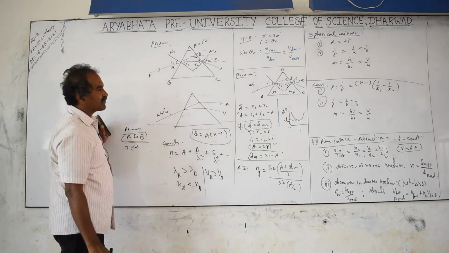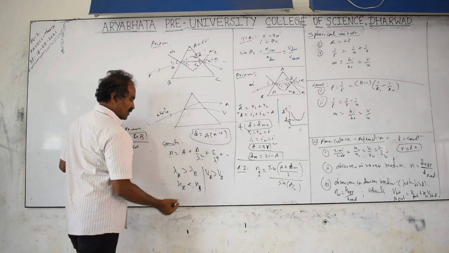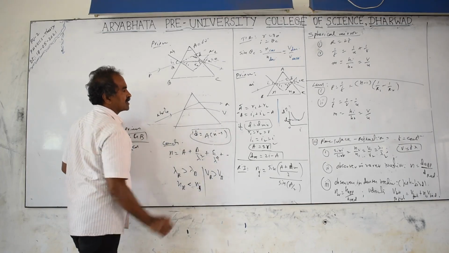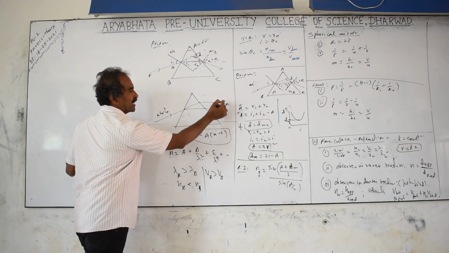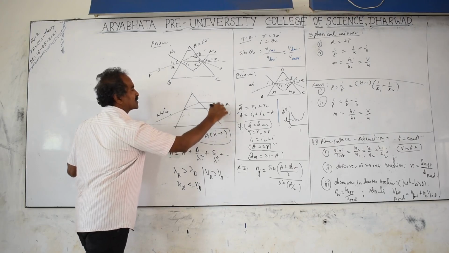Red is deviated minimum and violet is deviated maximum. Why? Because more refractive index means more deviation. Violet or blue has more refractive index, therefore more deviation. Deviation means bending by a large amount from the initial direction. So violet deviates more and red deviates minimum. We will get the spectrum as VIBGYOR in between, from violet to red.